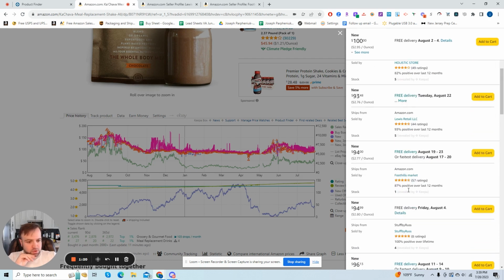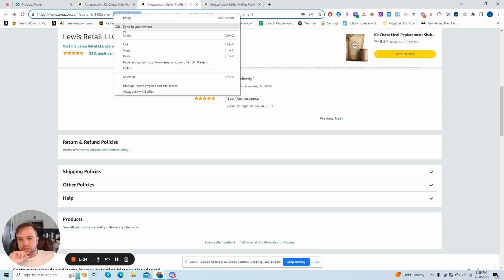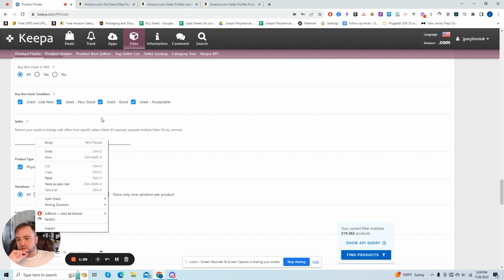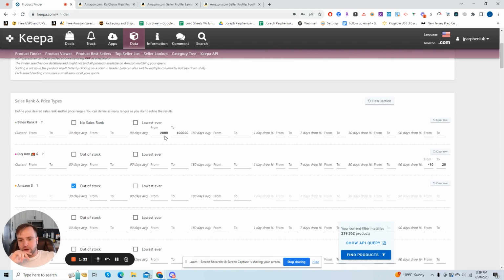So I picked those two storefronts, and I'm going to combine them both into the product finder, and I'm just going to do exactly what I would do if I was sourcing, just to show you guys how exactly it looks. So first things first, I've already preset my filters in the product finder.